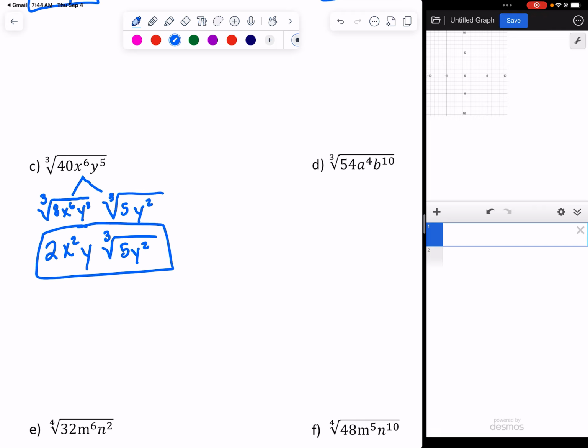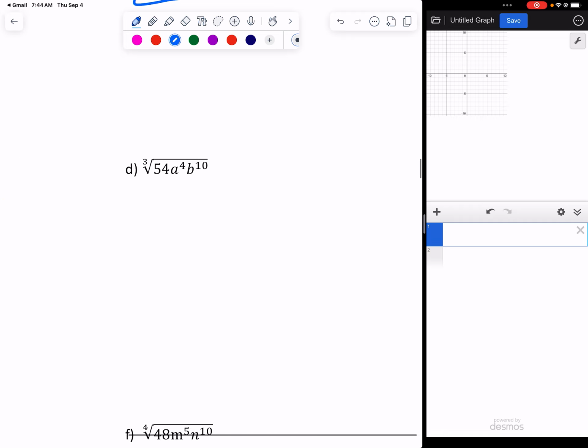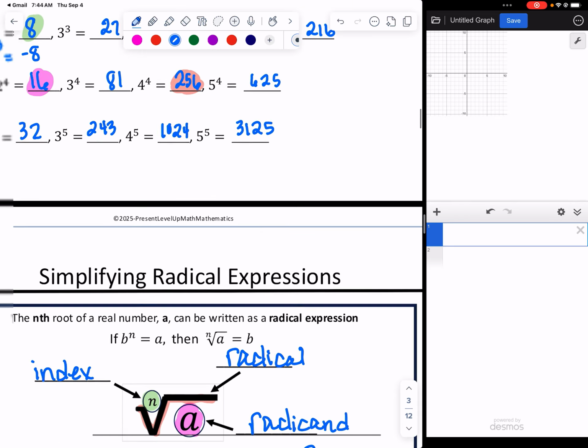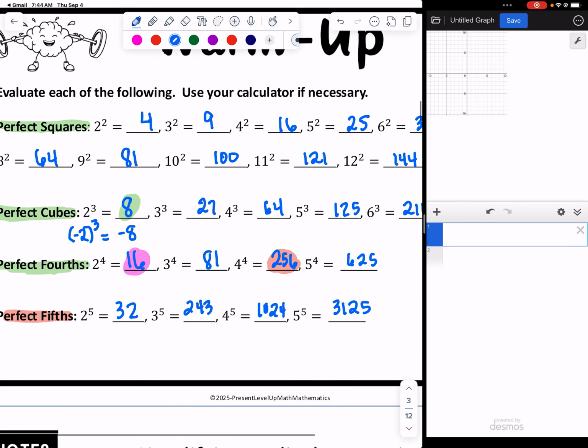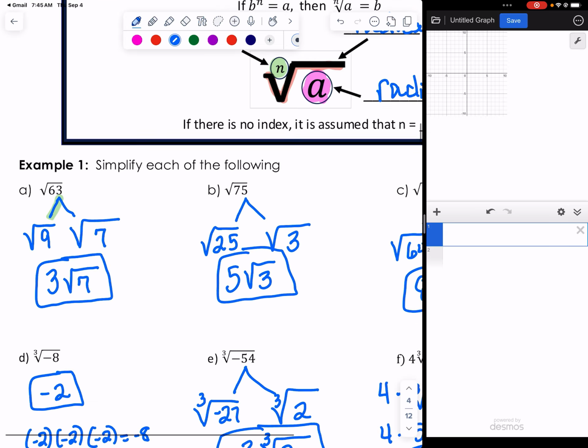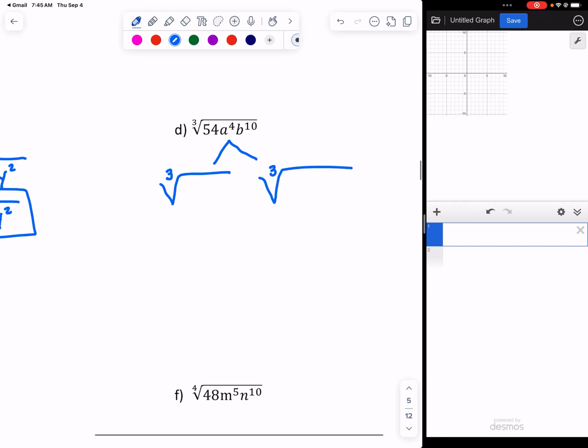All right, let's look at problem D. We have the cube root of 54, a to the 4, b to the 10. So I want to break this down into 2 cube root expressions. Let's start by breaking down the 54. So going back to my list of perfect cubes, I'm going to use 27 because that will go into 54. So I know this would have to be a 27, and 27 times 2 would give me 54.